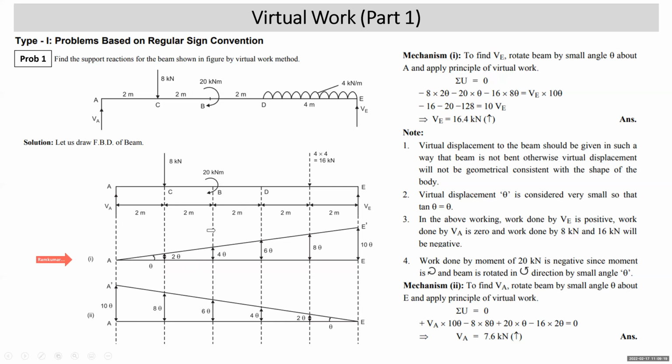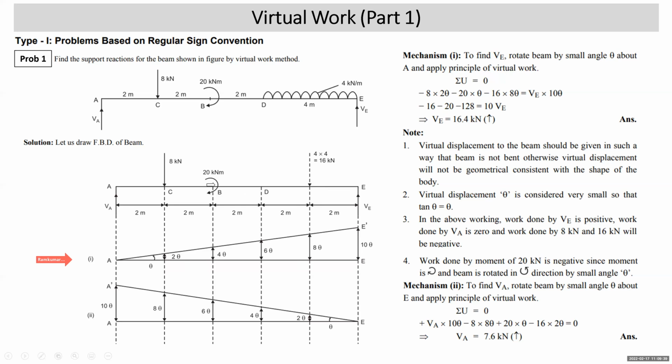Similarly, after this we come to the 16 kilonewton. This 16 kilonewton is acting downward. Its point of application is shifted upward. So the work done is negative: minus 16 into 8 theta. V is acting upward. Its point of application E is also shifted upward. So the work done is positive: V into 10 theta.